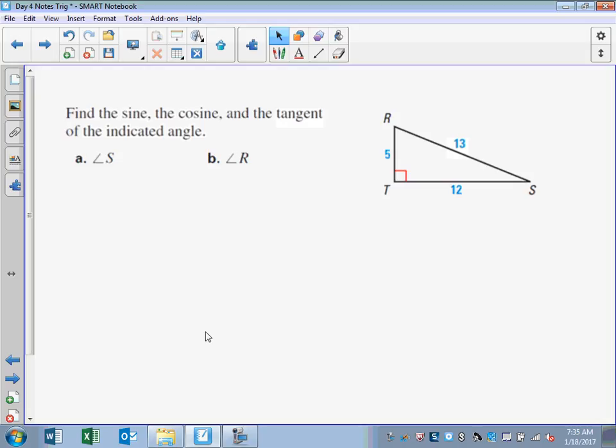Okay. Now we have an example here. Find the sine, cosine, and the tangent of the indicated angle. Okay. So if you've been noticing, we're never going to do the sine, cosine, and tangent of the right angle. We're always using the two acute angles in the triangle and not the right angle. So the first one asks about angle S, so we're going to be focusing on angle S.